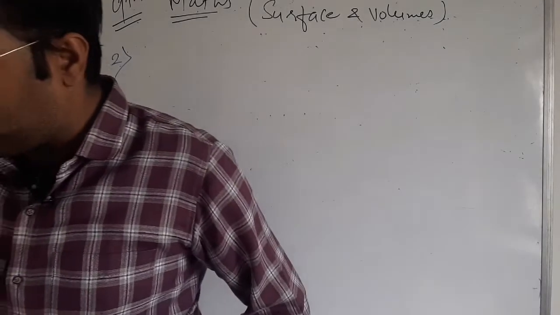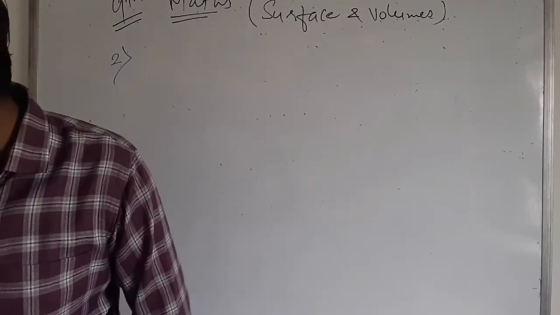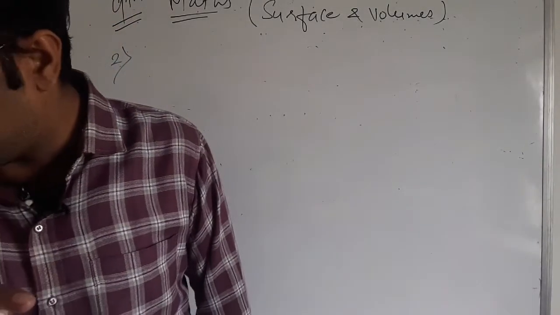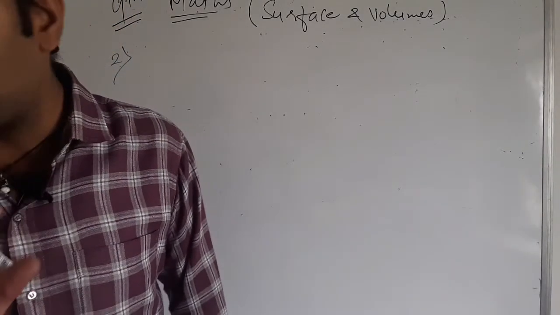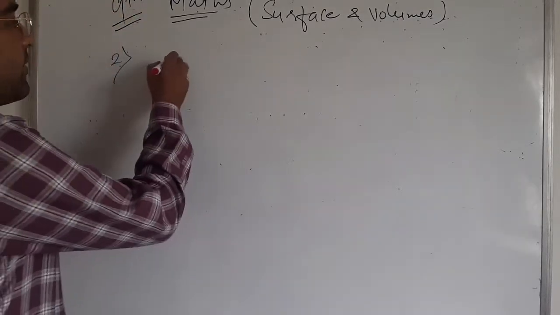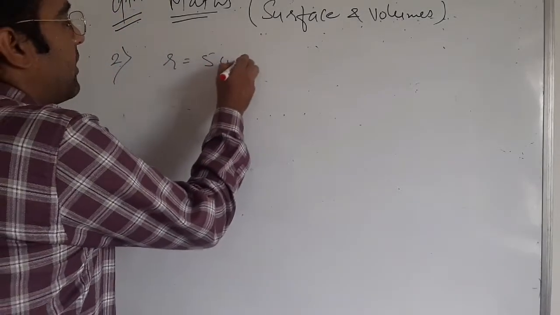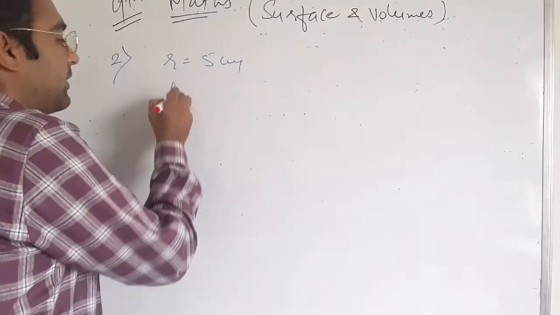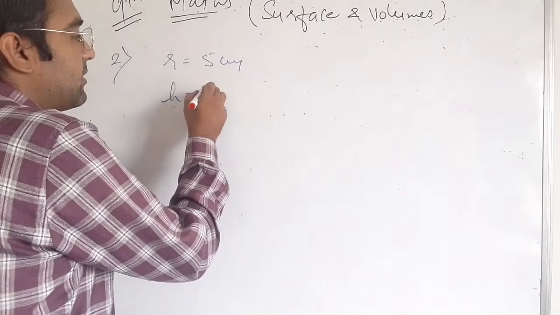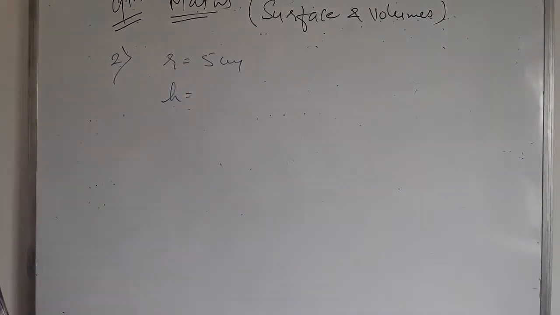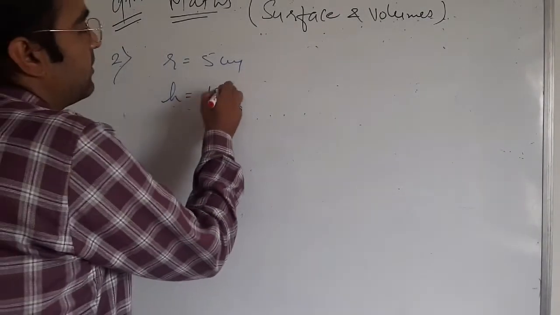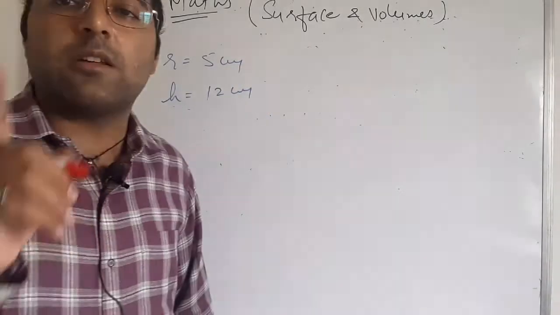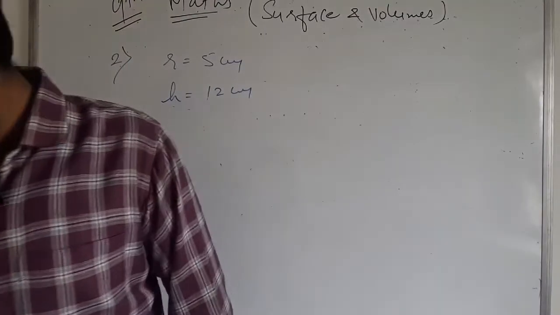The second question is: the radius of the cone is 5 centimeter and the vertical height is 12 centimeter. The radius of the cone is 5 centimeter and the vertical height is already given. So as per the vertical height, I will take h as 12 centimeter. The vertical height is h, and the slant height is l.